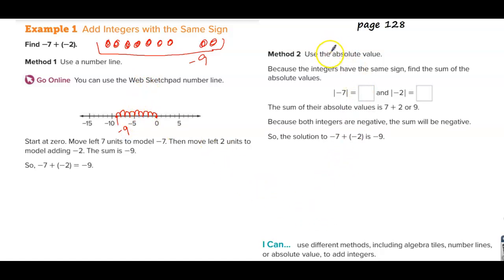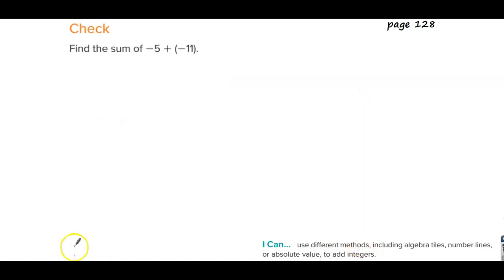So they're saying the other thing you could do is you could know that -7 and -2 is going to be -9 by just adding the 7 and the 2 together and then saying, okay, both of these were negative to begin with, so my answer is going to be negative. Piece cake.